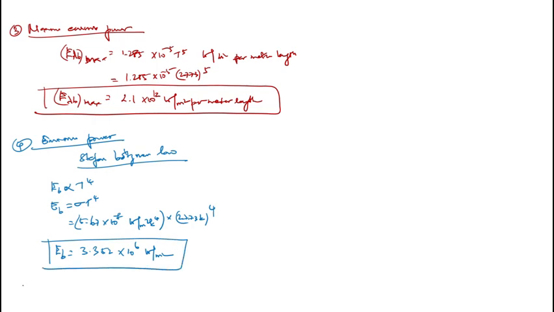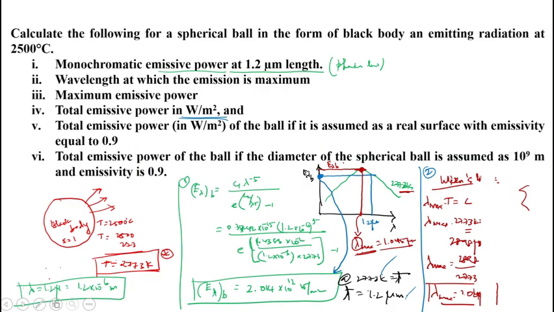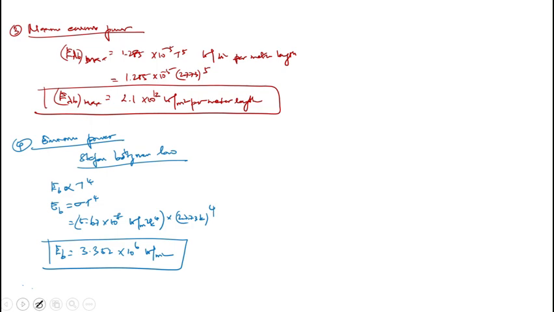Okay. The next one is to find the total emissive power if the ball is assumed as a real surface with emissivity equal to 0.9. Here, the same spherical ball is having an emissivity of 0.9.